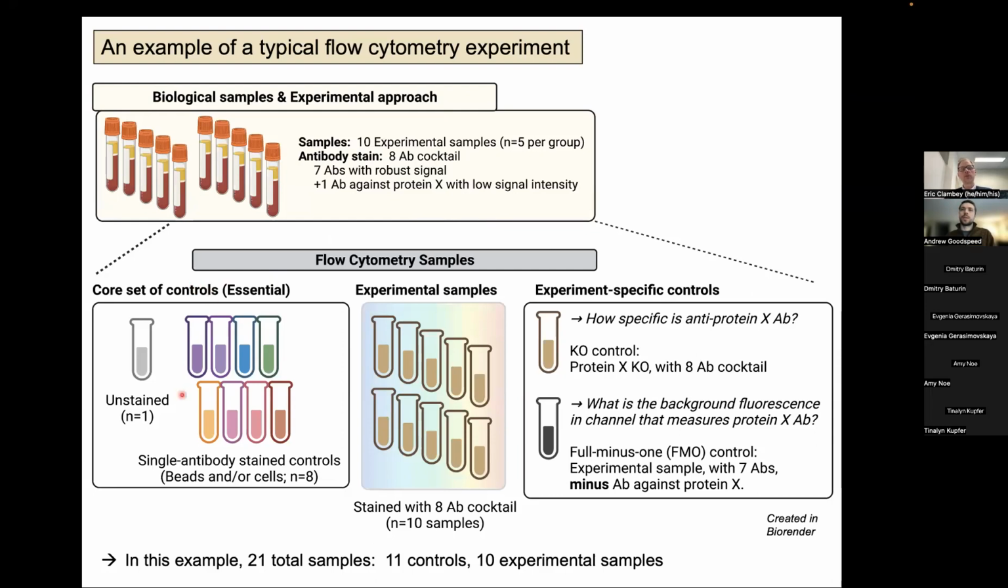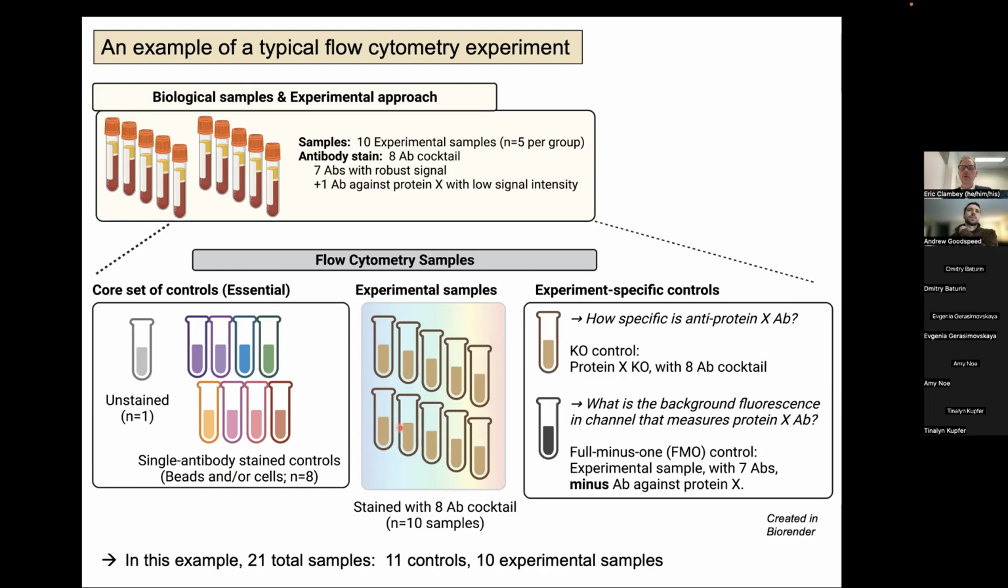Well, your core set of controls, which is essential, include an unstained control to define your background signal, your single antibody stain controls. So each color representing a different fluorescently labeled antibody. You can use beads or cells. And please note that depending upon your application, in some cases, beads might be preferable. In other cases, cells might be more preferable. Generally, you need to be aware of how brightly your antibody stain controls are, because you want to make sure that those single stain controls are at least as bright as your experimentally stained samples.